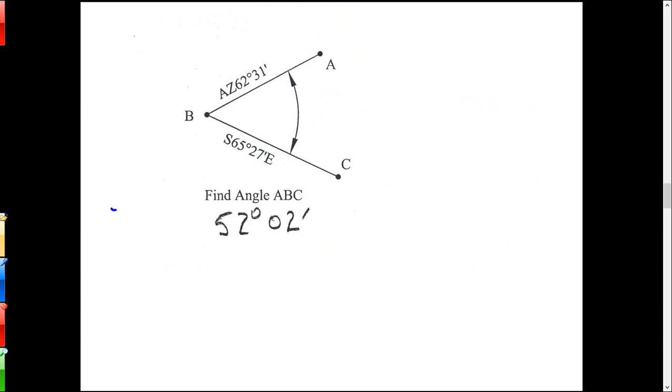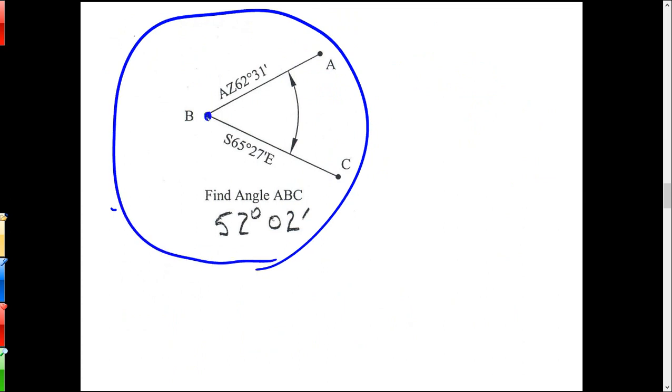All right, find angle ABC. Now, the way I teach this is get everything in azimuths, okay? That's the easiest, most systematic way to do it. This one already is an azimuth. It's already pointing the right direction. That one's fine. This one isn't, though. So I've got to take that southeast. So 180 straight down, I've got to take away the 65 27 to get the azimuth. Good with that?